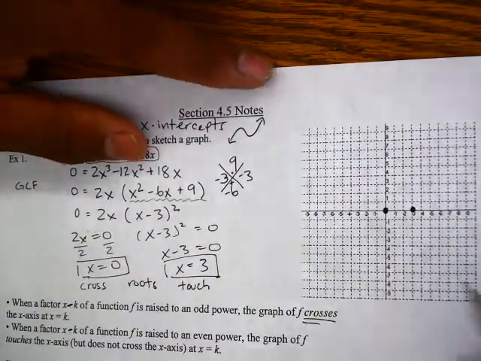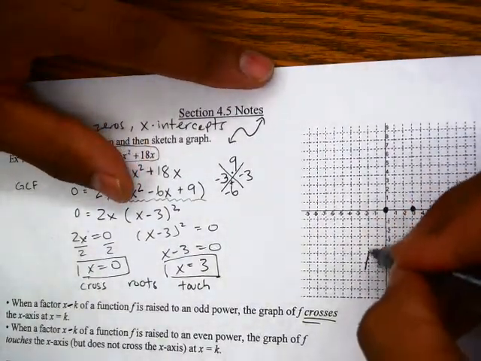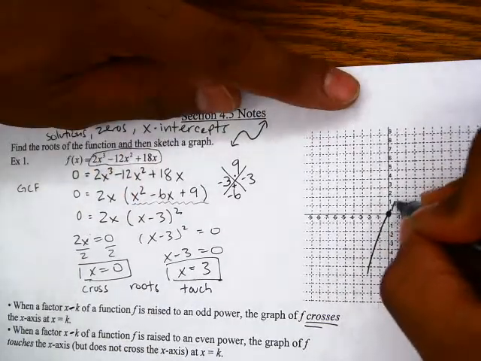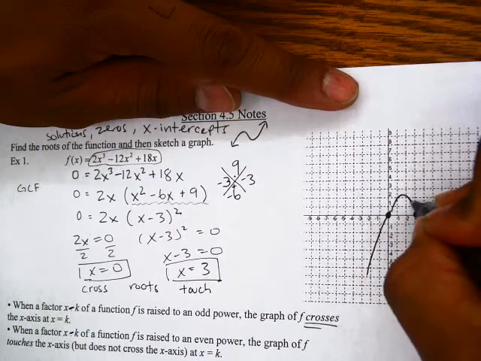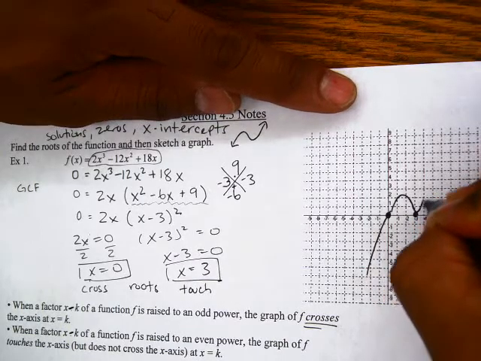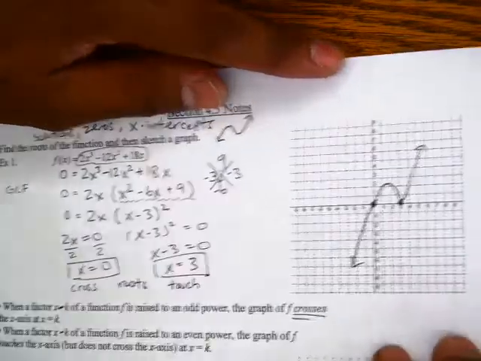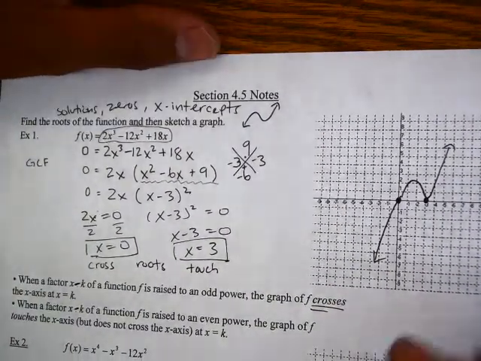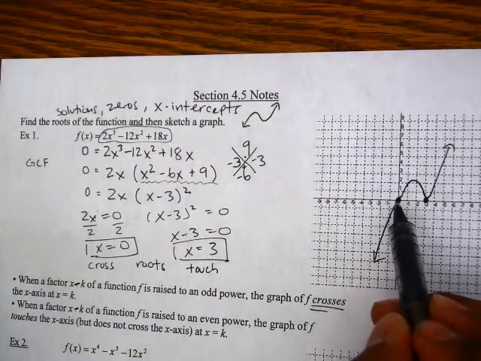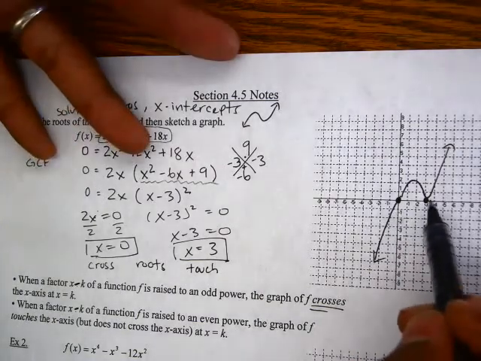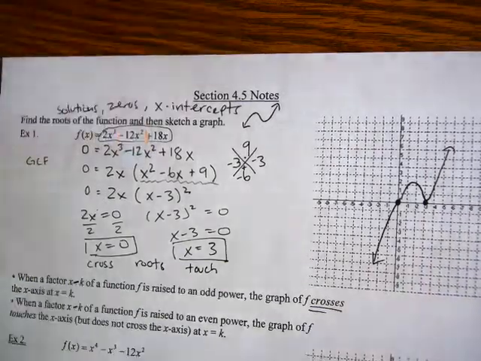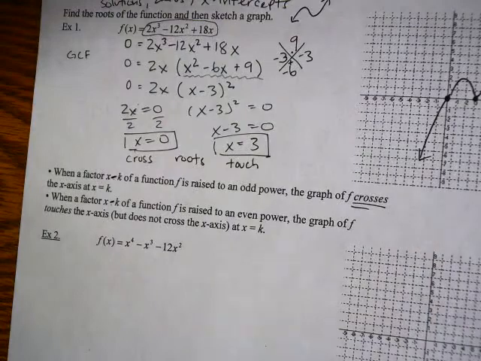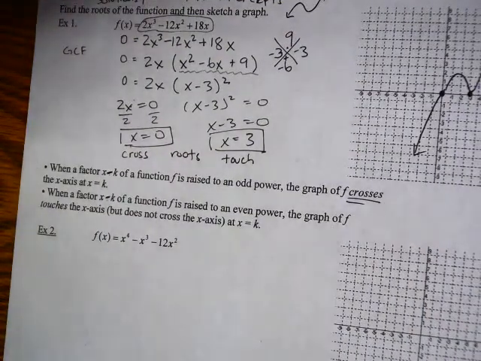So just to sketch the graph, I know I'm going to start down here, go up, I'm going to have to cross at 0, go up a little bit, I have to turn down, and then touch at 3, and then go back up. So that's a rough sketch of the graph, and that's all I want from you guys, is a sketch. So if it is odd at this factor at 0, I have to go through. If it's even, I have to just barely touch. Once you guys do 2, factor it, solve it, and give me what the graph should look like.